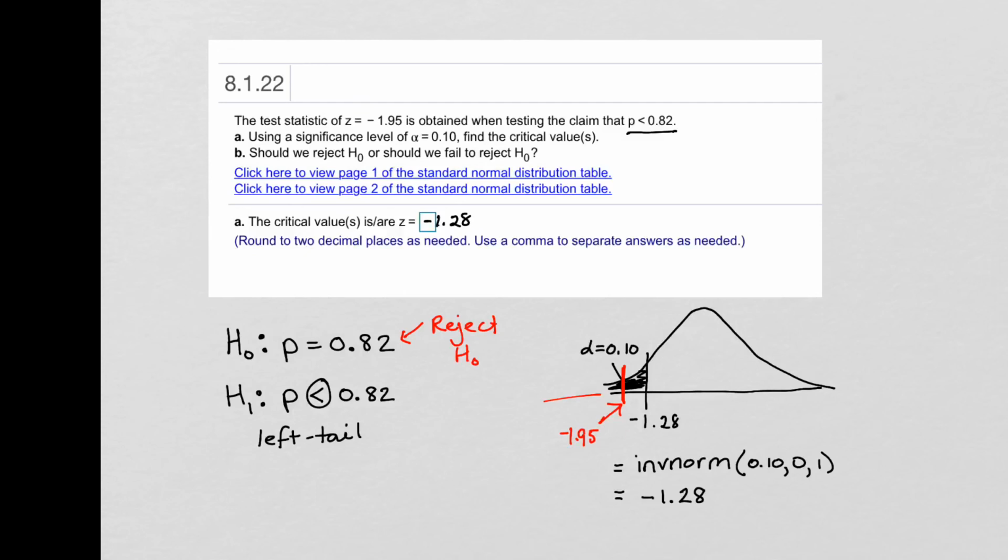So we're either going to reject or fail to reject the null hypothesis. In this case, it's reject because we're falling in the rejection region. Your sample information is falling significantly far away from the center. So how do we know if it's significantly far away? It has to be past that critical value. So we're rejecting the null hypothesis, and that is the final answer there.